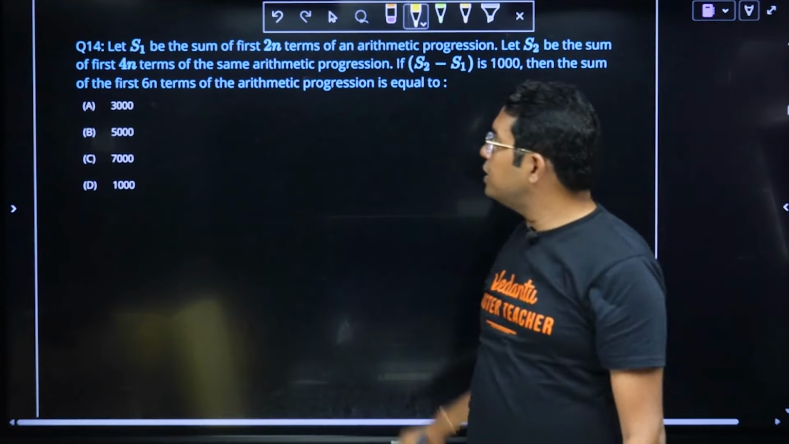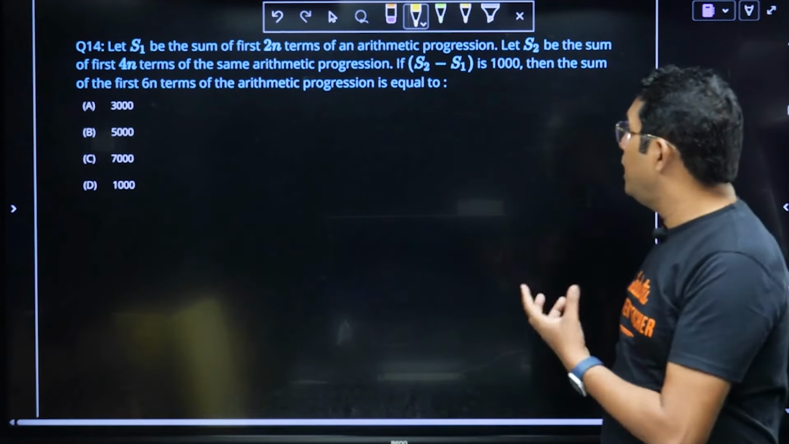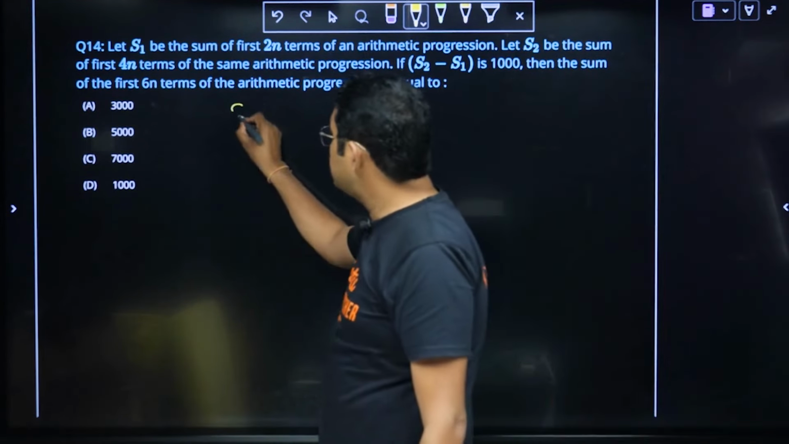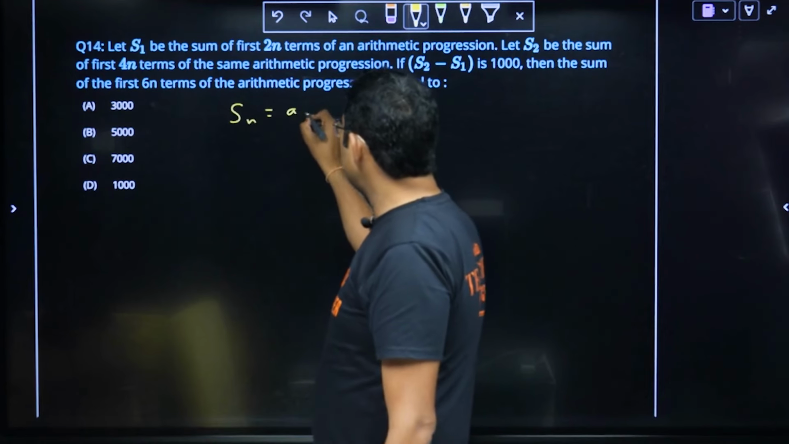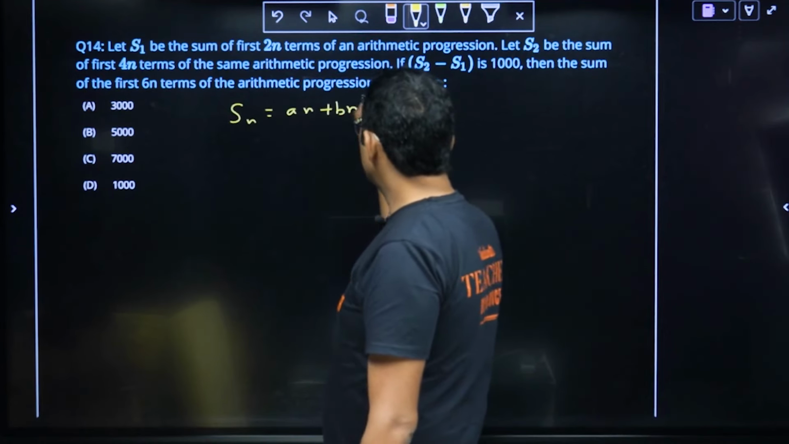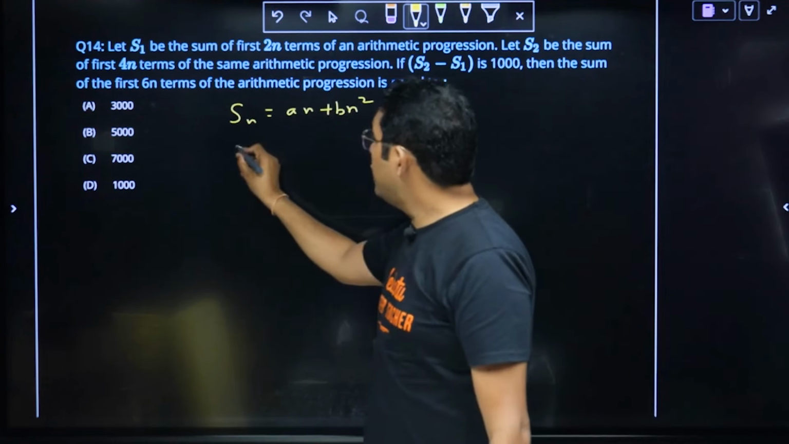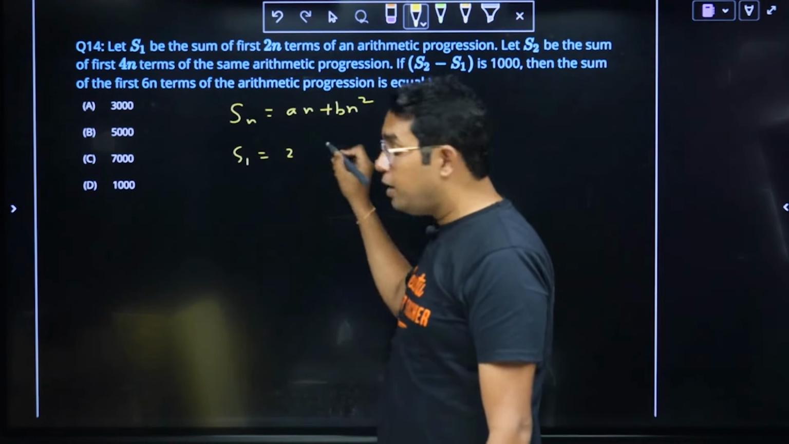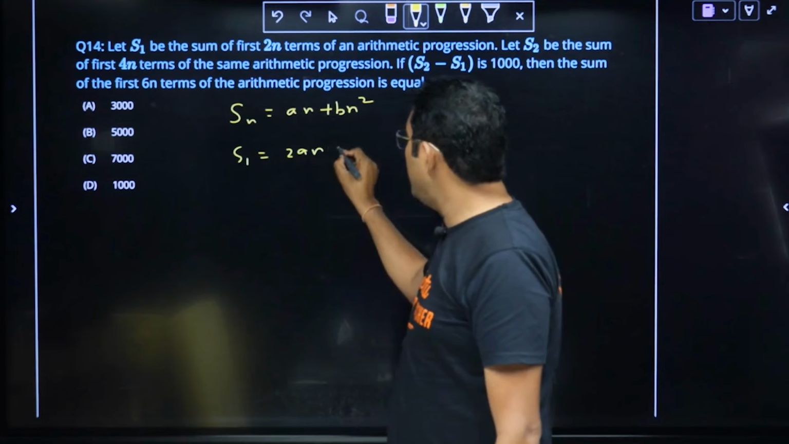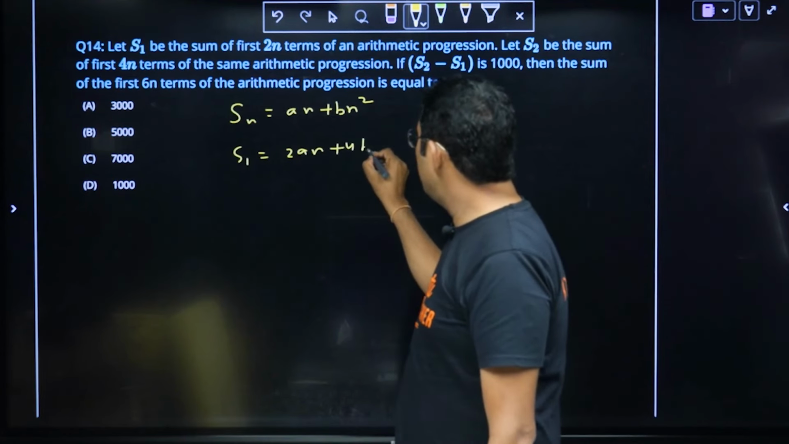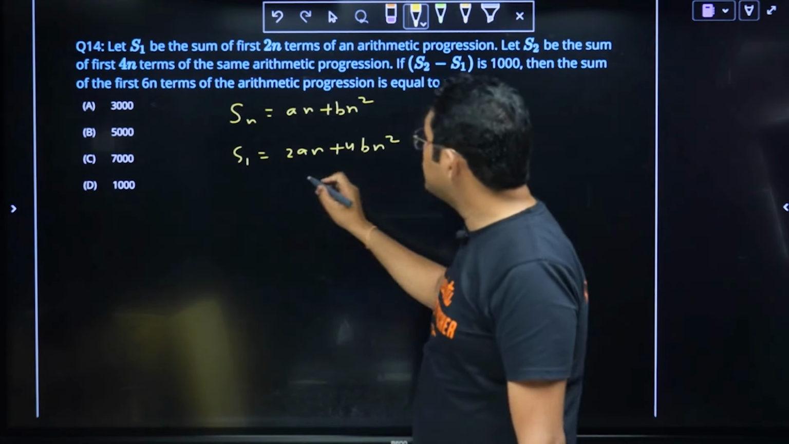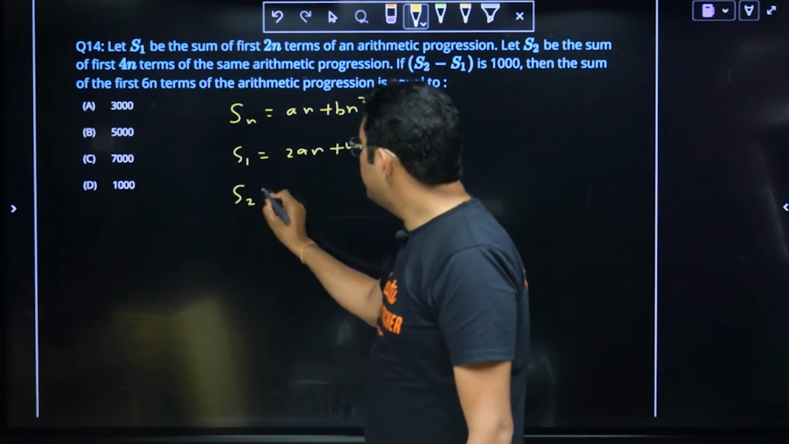We are given this question: S1 is the sum of 2n terms of an AP. Whenever you have to take the sum of n terms of an AP, take it in terms of an plus bn squared. It's a quadratic with no constant term. Now S1 is 2n terms, so put 2n in place of n. It will be 2an plus 4bn squared. Similarly, S2 is the sum of 4n terms, so you will write 4an plus 16bn squared.